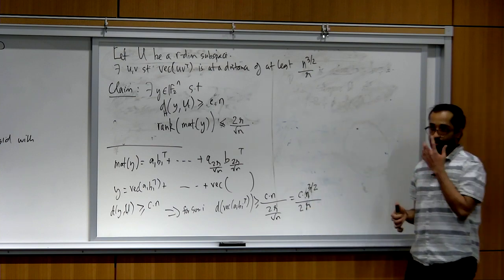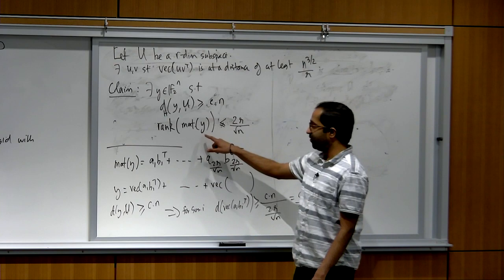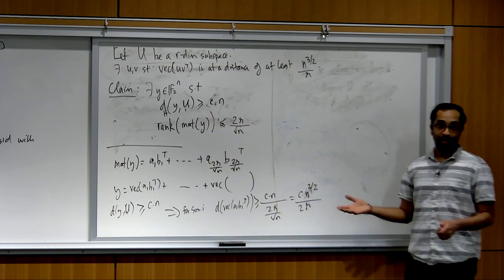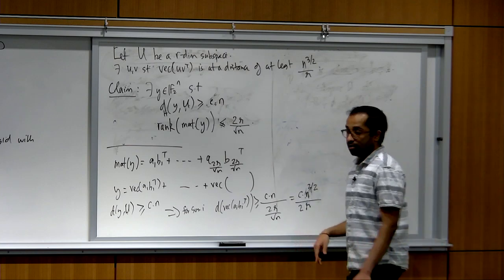Okay. So the key seems to be finding this vector whose corresponding matrix is also small rank. Once you do that, then you're done. Okay. Good.